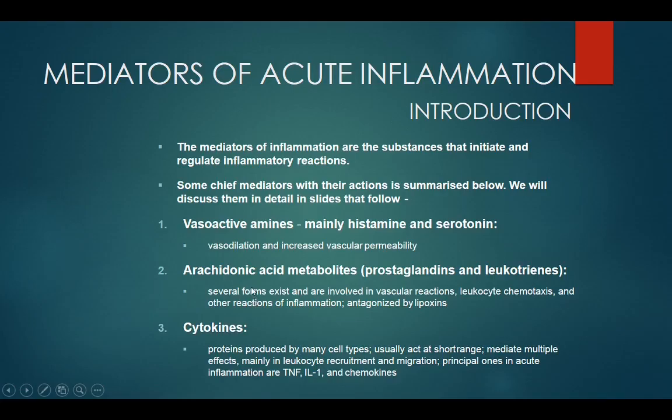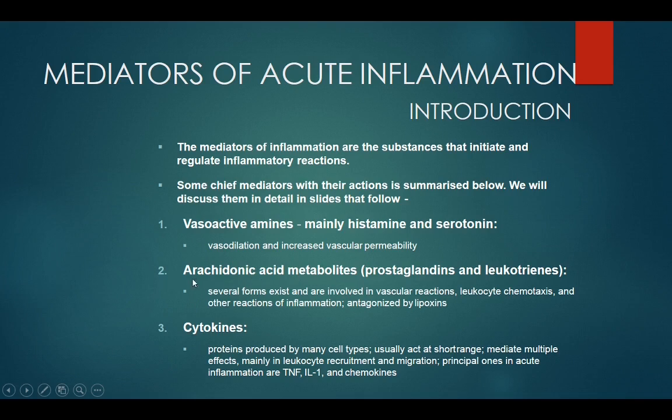Mediators of acute inflammation. The mediators of acute inflammation are the substances that initiate and regulate inflammatory reactions. Some chief mediators and their actions are summarized below. We will discuss further details. First, vasoactive amines, mainly histamine and serotonin. These are the most important in acute inflammation. Then arachidonic acid metabolism, like prostaglandins and leukotrienes. These are also produced by the body through this pathway.